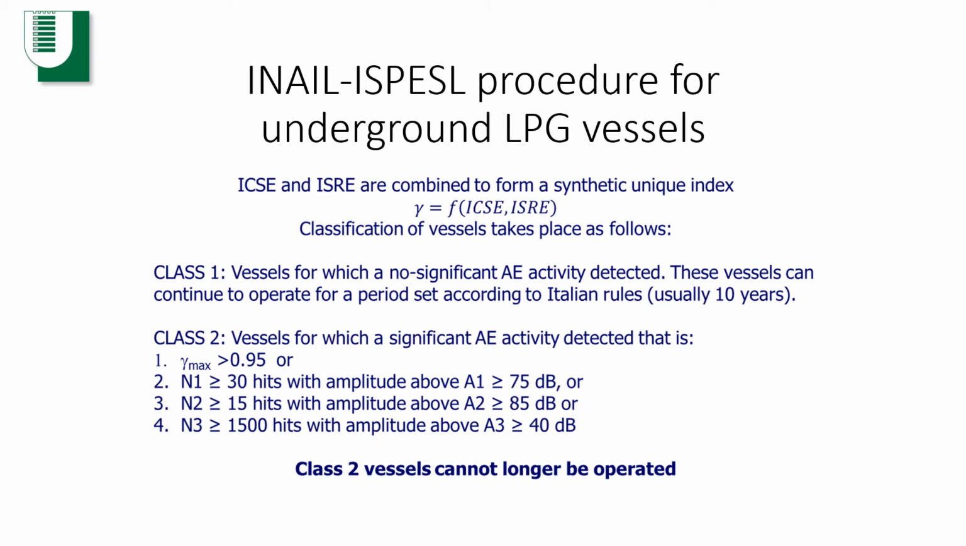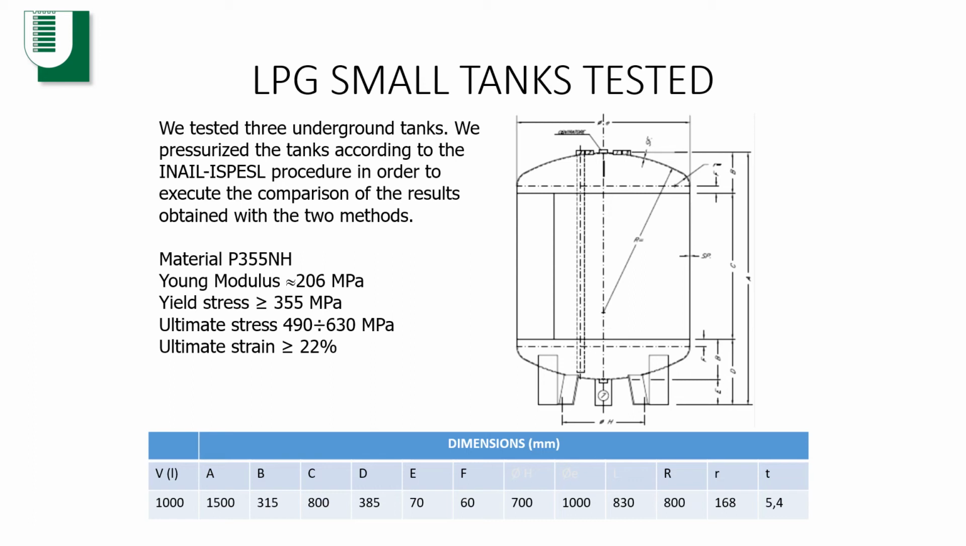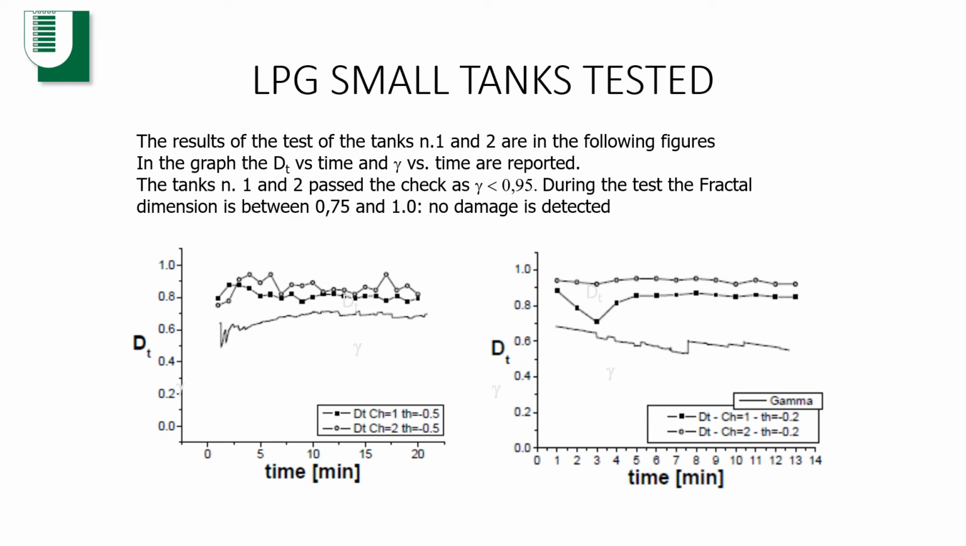We tested three underground tanks. We pressurized the tanks according to the INAIL-ESP procedure in order to compare the results obtained with the two methods. Here are the properties of the material and the dimensions of the tank. We recorded the acoustic emission signals during the test. The analysis of them was performed by the box counting method. The results of the test of tanks number 1 and number 2 are in the following figures, where the fractal dimensions versus time and the gamma index versus time are shown together.